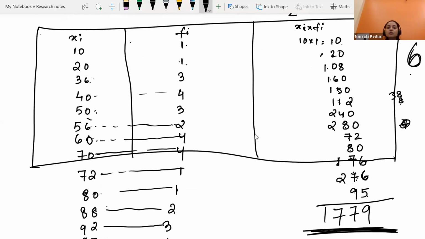Count it: 1, 1, 3, like 1, 1, 2. When you add this all, you will get nothing but just the total number of data.